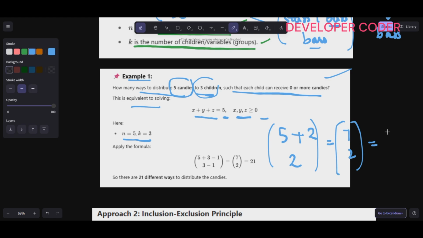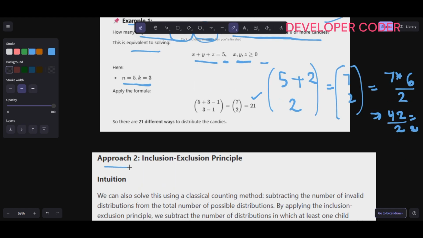So how am I going to get this 7 and 2? The formula is 7 into 7 minus 1, that is 6, divided by 2. So 7 into 6 is equal to 42, divided by 2, I'm going to get 21. So this is the formula for this, and this is done for our case.